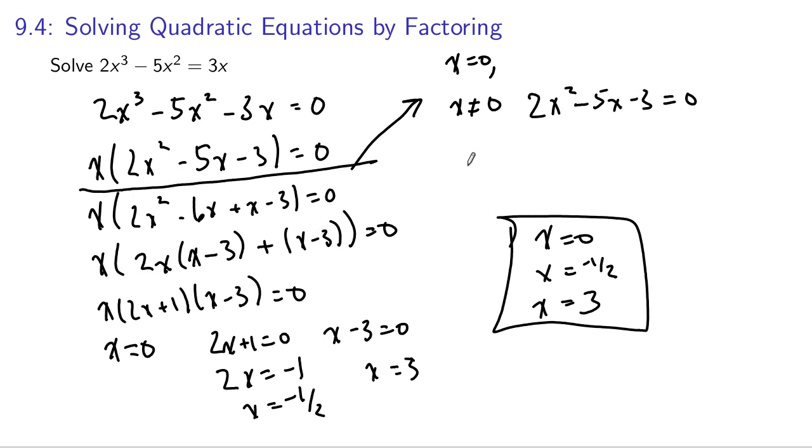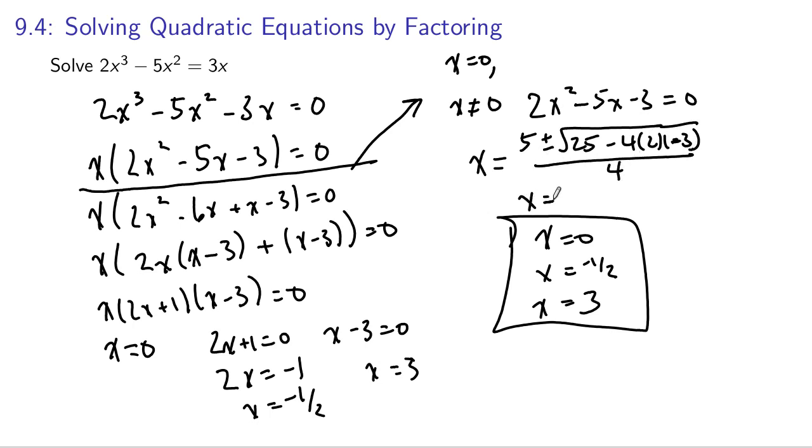Maybe that's easier. With the quadratic formula, we'd have negative b plus or minus the square root of b squared minus 4ac, over 2a, which gives us 5 plus or minus the square root of, and here we have 4 times 2 is 8, 8 times 3 is 24. But we have minus minus, so we add. So 25 plus 24 is 49, over 4.